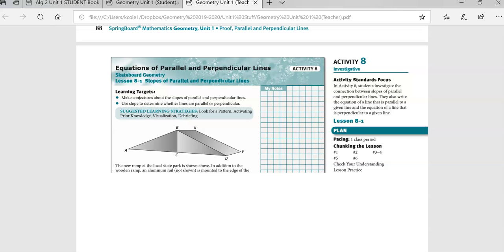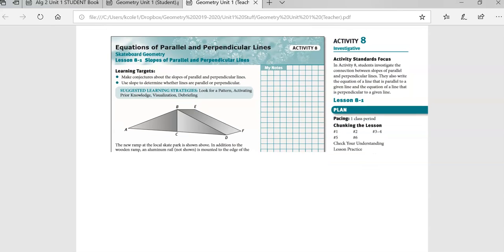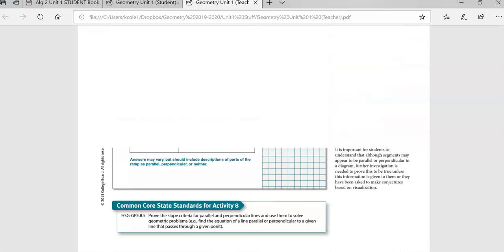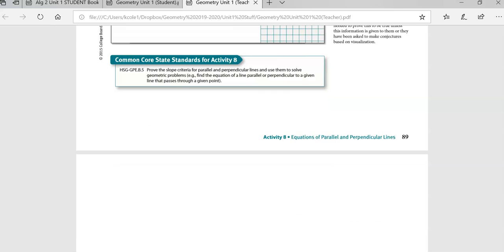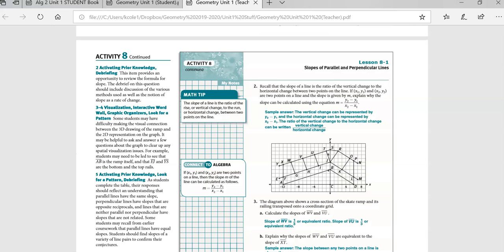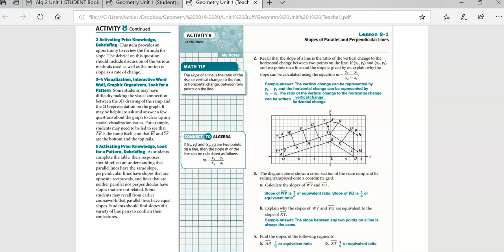So our learning target for today says make conjectures about the slopes of parallel and perpendicular lines, and then use slope to determine whether lines are parallel or perpendicular. All right, we are going to skip this front page. We're not going to be talking about that. So we're going to this next page here. And we're going to look at number 2 is where we are going to start.